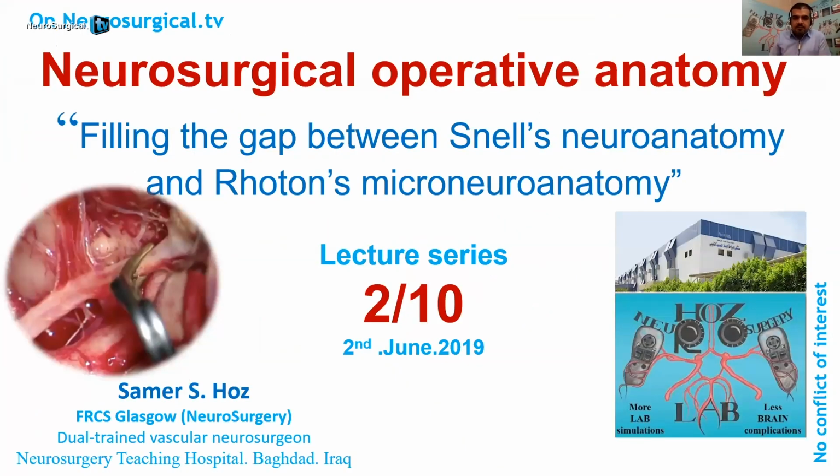Again, neurosurgical operative anatomy. The title of lecture number 2 is filling the gap between Snell's neuroanatomy and Rhoton's microneuroanatomy, which is a big challenge and a big question that needs to be answered. Maybe we give some idea in this lecture, and maybe in the discussion we add more. I am Samir Hose. I am from Iraq. I'm a neurosurgeon, Arabic board and FRCS in neurosurgery, and actually I am a pure vascular neurosurgeon, dual trained, open and endovascular.